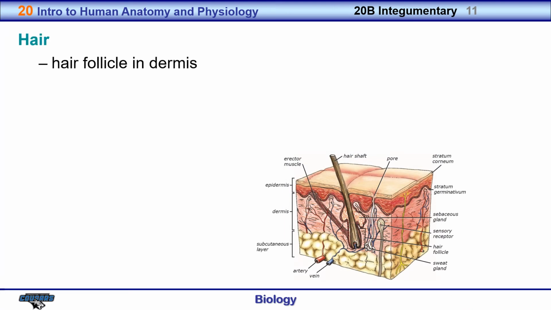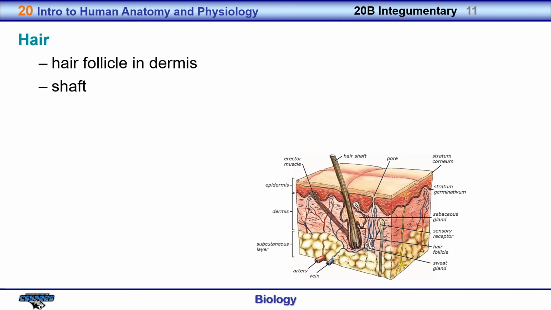Okay, so let's talk about hair, which is another part of our integumentary system. The hairs are located all over the body except in the palms of your hands and the soles of your feet. Otherwise, you pretty much have hair everywhere else on your body. The hair is made up of a shaft. That's the part that sticks out of the skin.